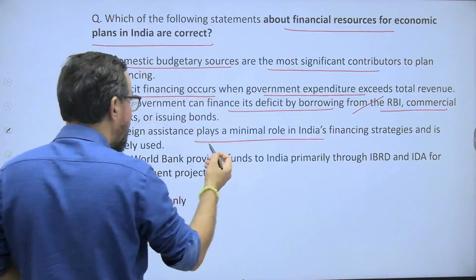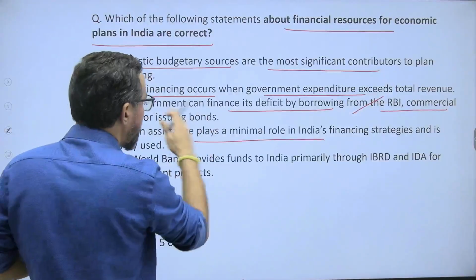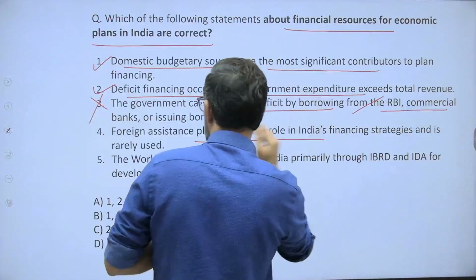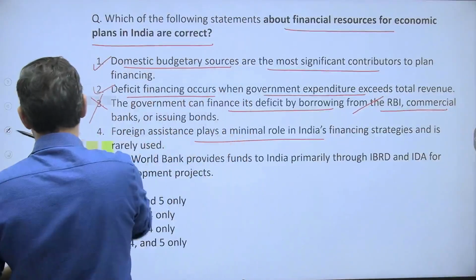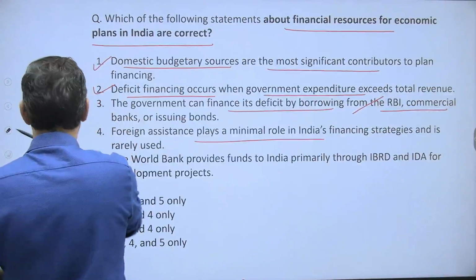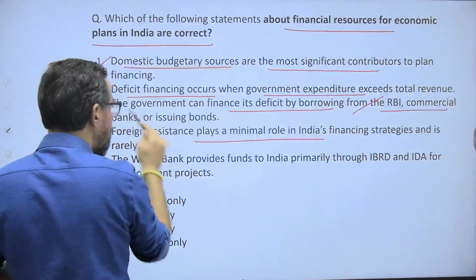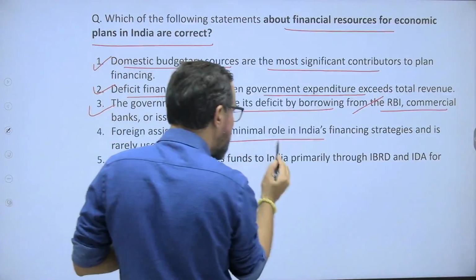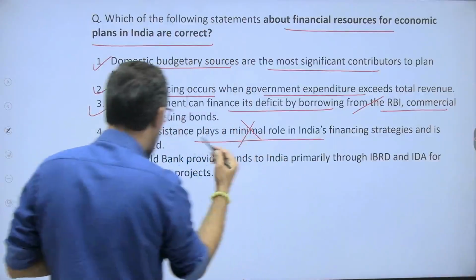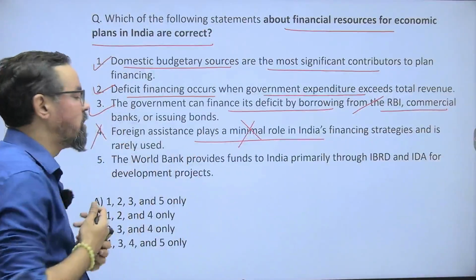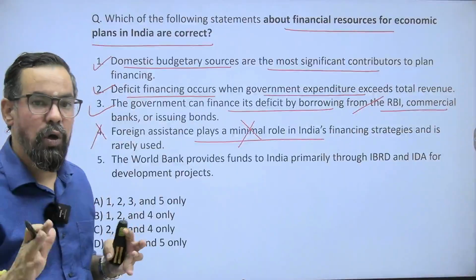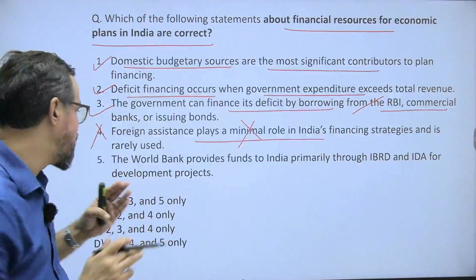Foreign assistance plays a minimal role. No, they do have. Sorry. Government can finance the deficit through RBI, commercial banks or issuing bonds. This is also correct. That is a source route basically. Foreign assistance plays a minimal role: when it comes to foreign assistance, it also contributes a huge amount to the deficit financing.